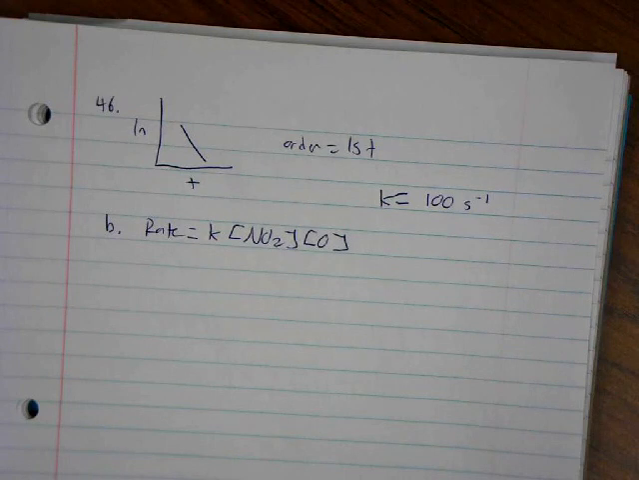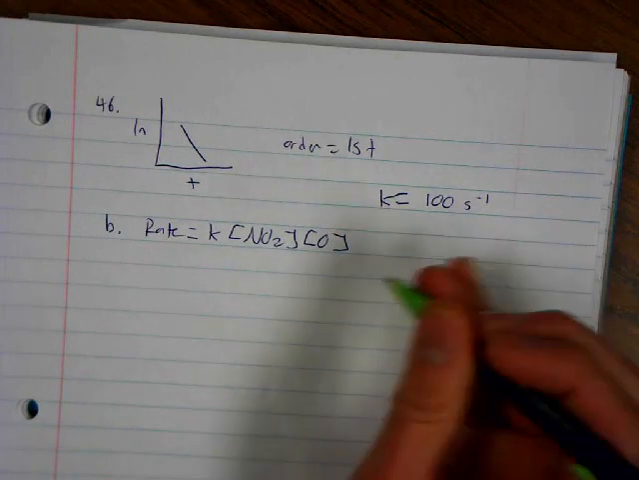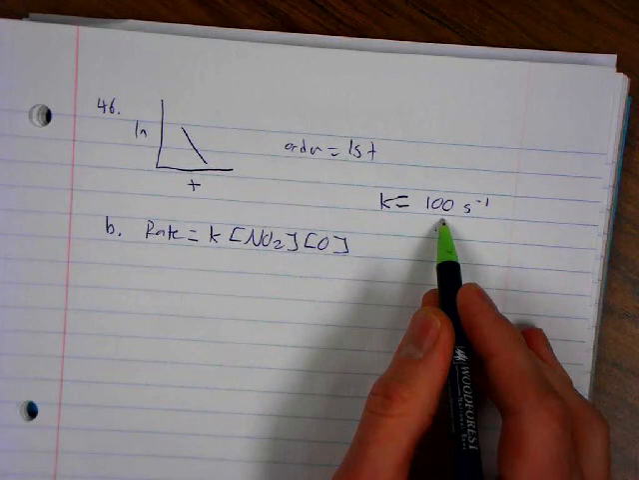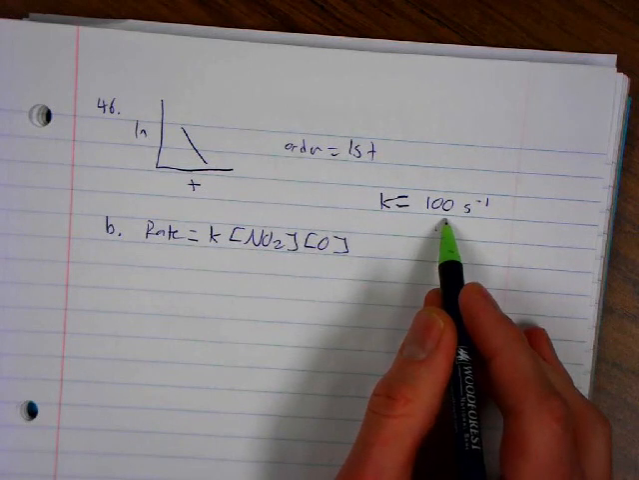100 what? Seconds to the negative first. Okay, got it. 100 seconds to the negative first. So they're asking me to determine the overall rate constant? What is the order of reaction with respect to... we already did the oxygen atoms. Determine the overall rate law and the value of the rate constant.